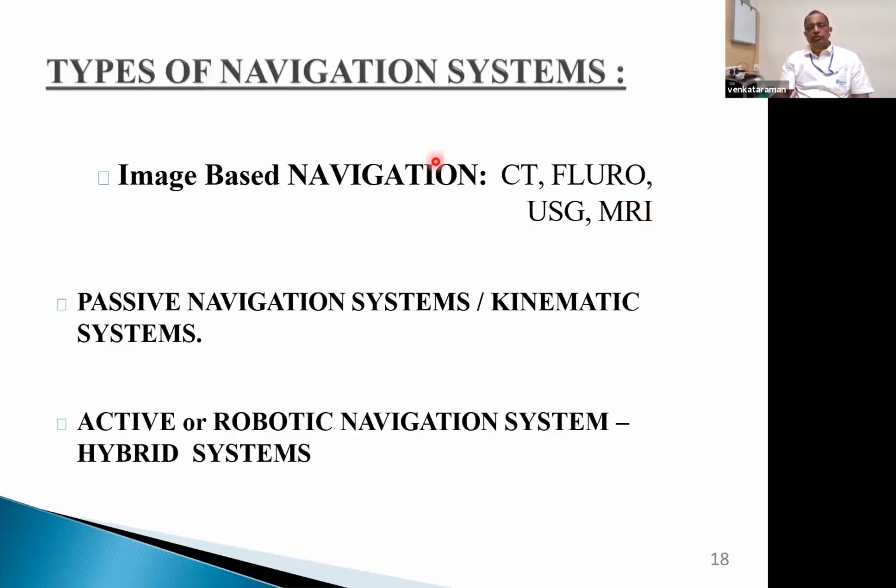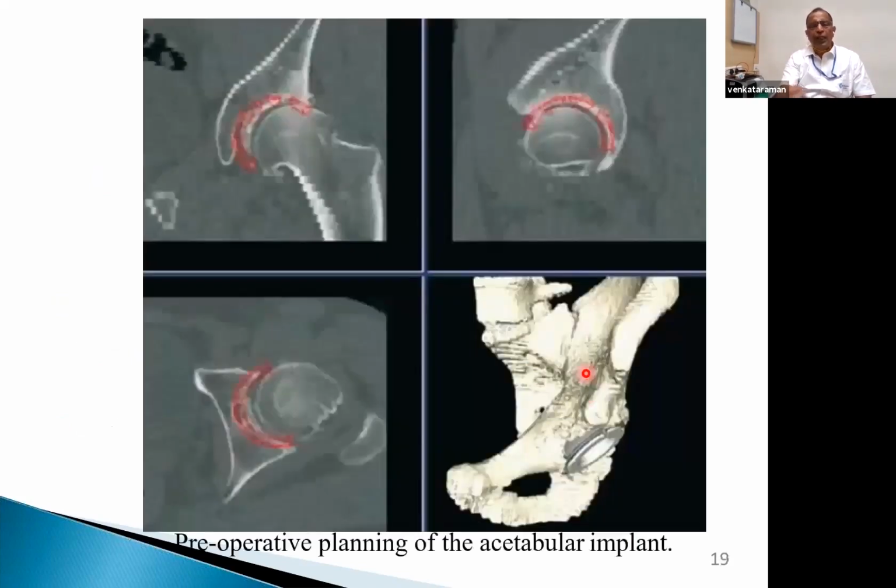Commonly, these are the systems which are used. CT, ultrasound, and MRI-based navigation were used in the past. I'll show you how it evolved. Now, we are constantly using the passive navigation system, which is CT-free and radiation-free. And I'll discuss these in the corresponding slides.